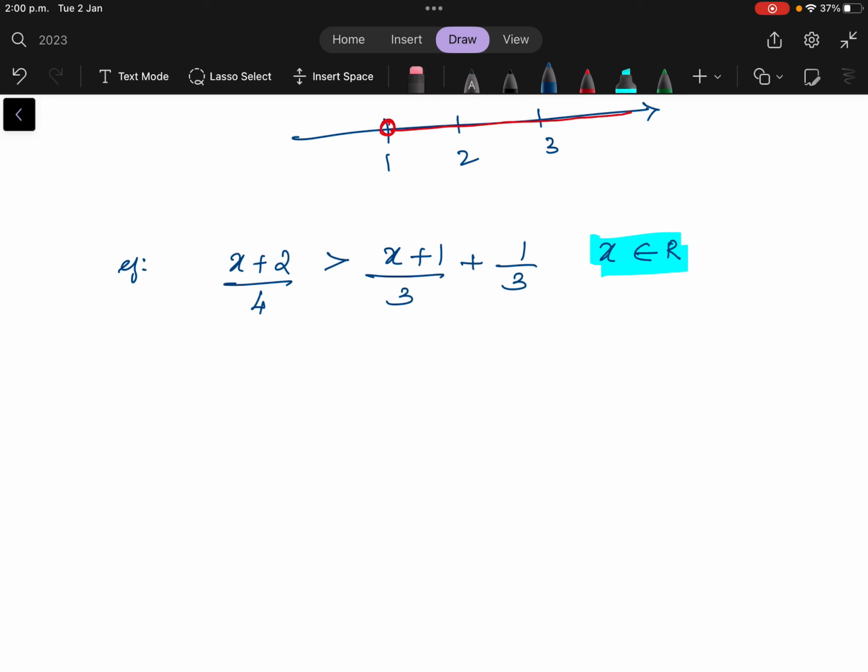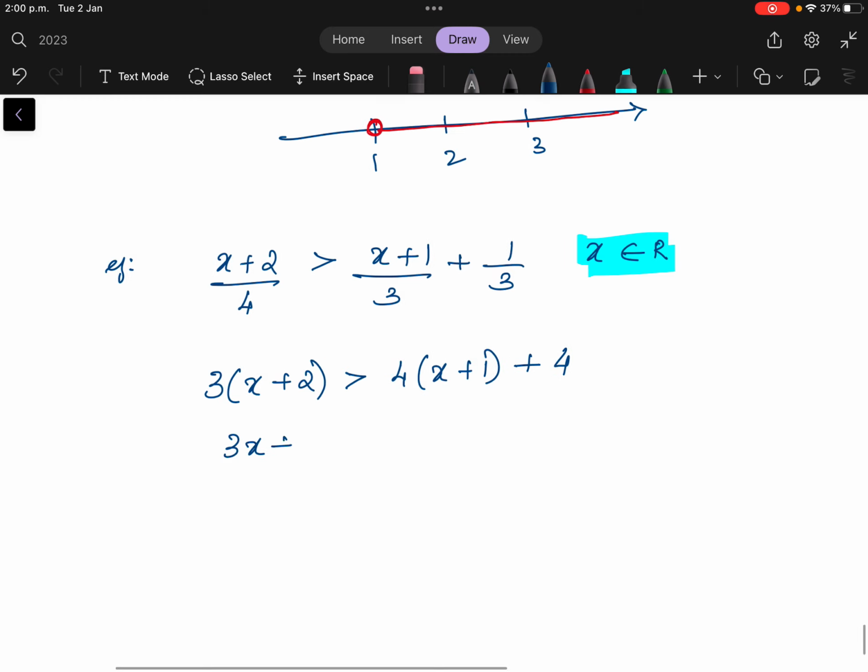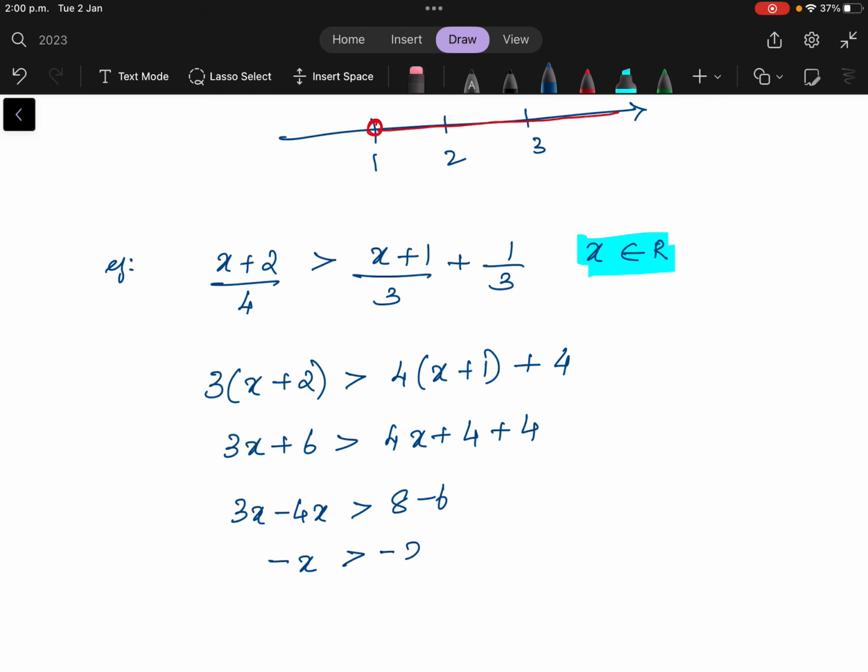Since we have 4 and 3 as denominators, we will multiply by 12. So what you will get is 3 times (x+2) is greater than 4 times (x+1) plus 4. So that is 3x + 6 is greater than 4x + 4 + 4. So 3x - 4x is greater than 8 - 6. Minus x is greater than minus 2.